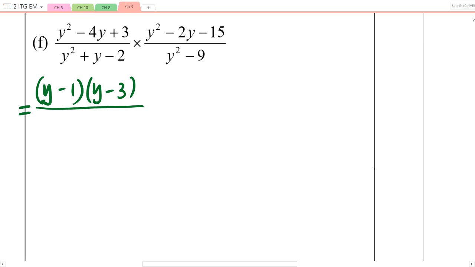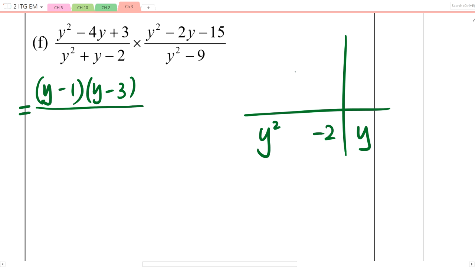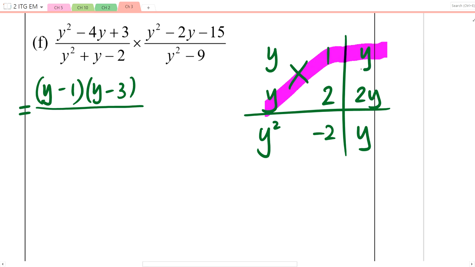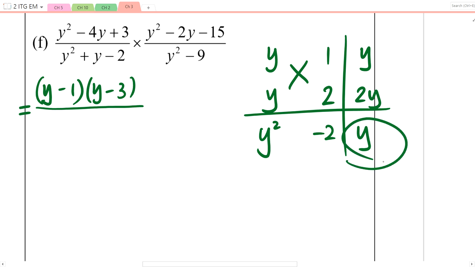So removing all this, I require again y squared, negative 2 and y. What options do you have for y squared? Y and y. What options do you have for 2? 1 and 2. Don't care about the sign. Y and 2 gives me 2y. Next, y and 1 gives me y. Okay, so I get y and 2y. In order to obtain simply y, how do I do that?